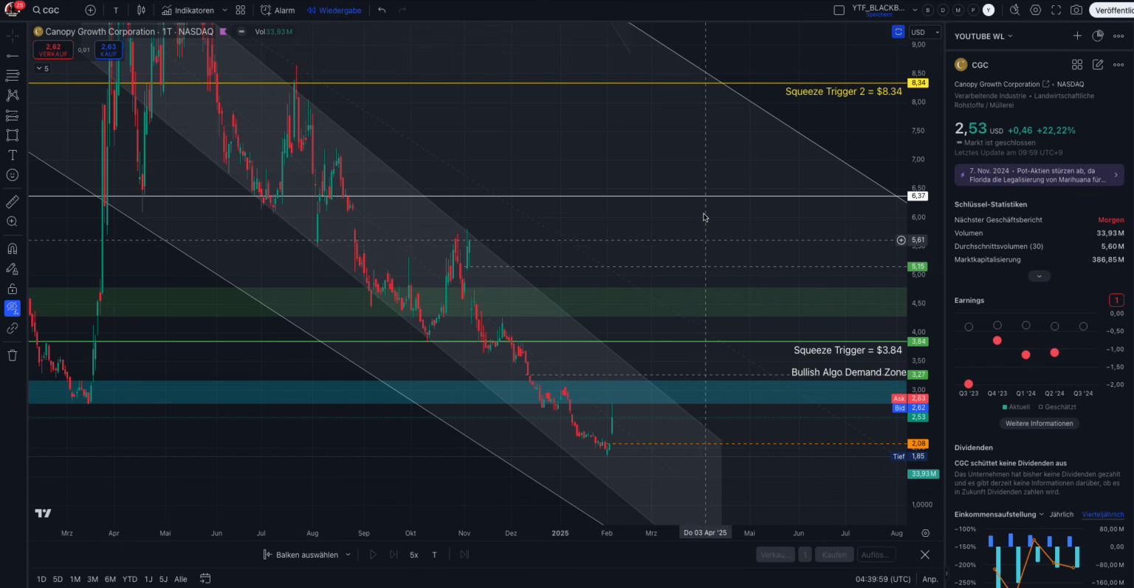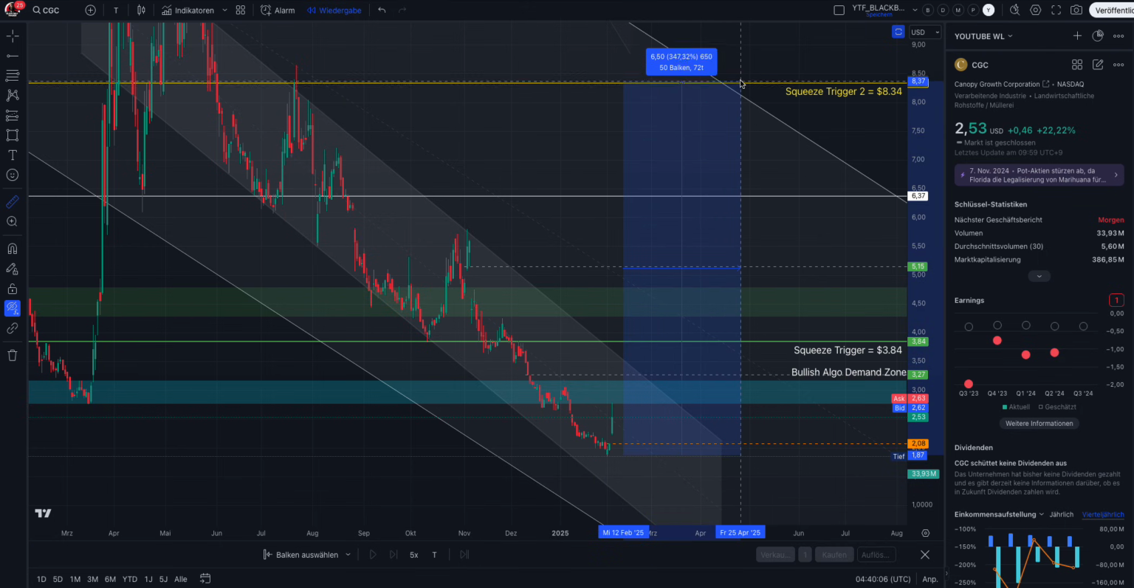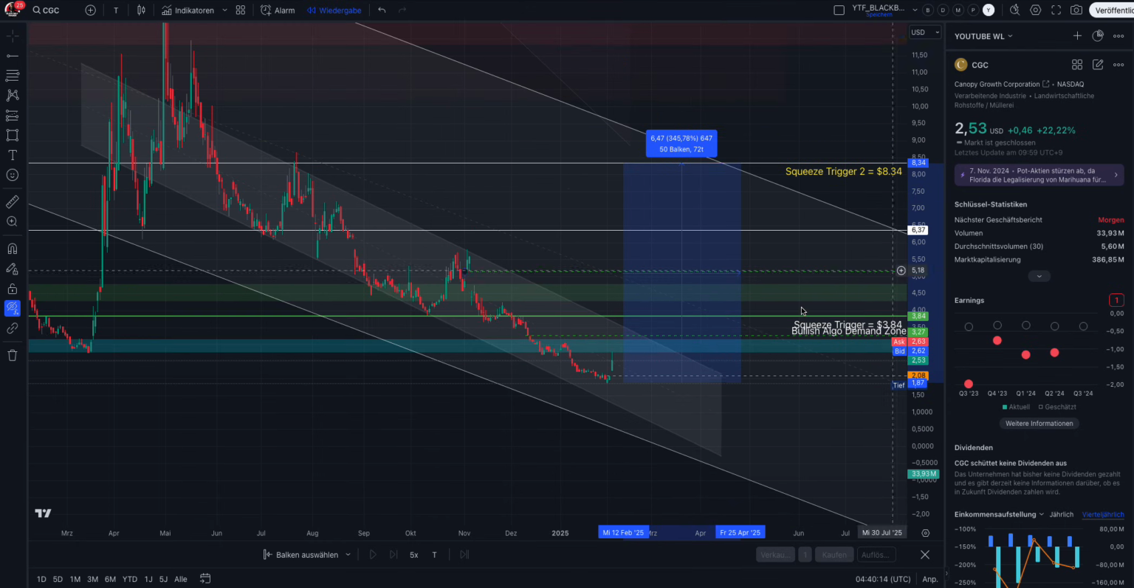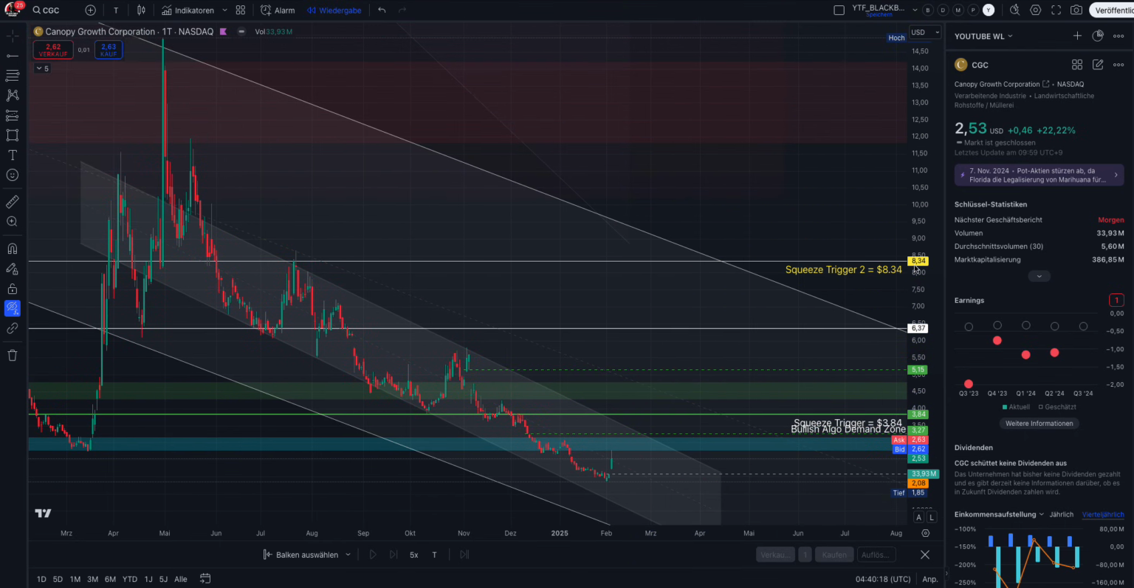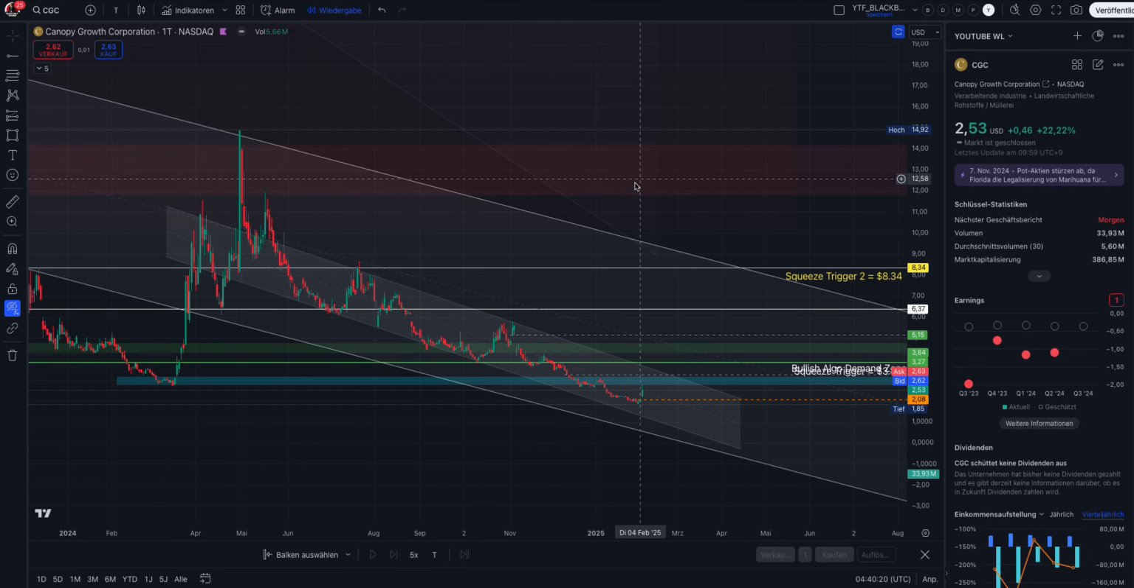These are the price ranges which we have right now, which means in a perfect world, if this is the bottom, for example, here is a squeeze scenario of around 345%. And this is of course not a huge short squeeze. This is a usual algo squeeze where some of the shorts, some of the fail to delivers get settled. This is not a huge short squeeze, guys. A huge short squeeze will happen when we squeeze above $8.34.